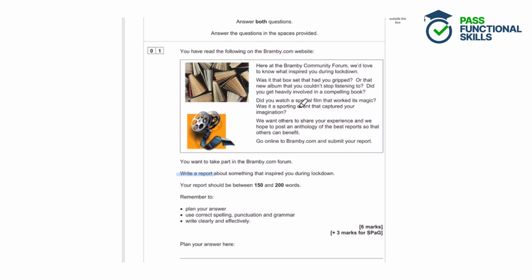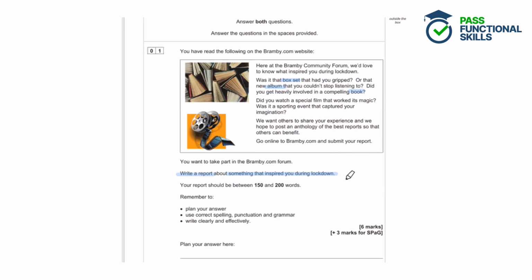And what is the report going to be about? Well, what is our purpose? It is to write about something that inspired you during lockdown. So we've got some examples of things that we could write about here. So a box set, so like videos and stuff, or a new album, or a compelling book. So they're just some examples of things that you could write about, or you could come up with something else and get creative with this question.